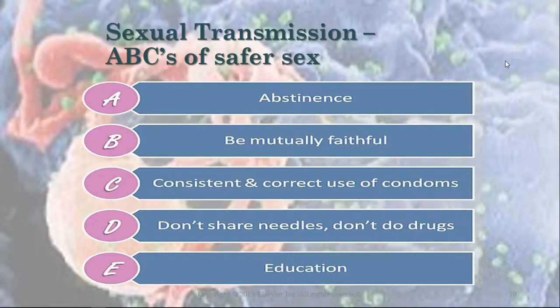So there's sexual transmission, or ABCs of safer sex. As far as transmitting HIV, the first and foremost, of course, is abstinence. If you're not able to be abstinent, you can be mutually faithful. So agree with your partner that you won't go outside of the relationship and that you're going to be faithful to one another. And then have consistent and correct use of condoms as a form of protection.